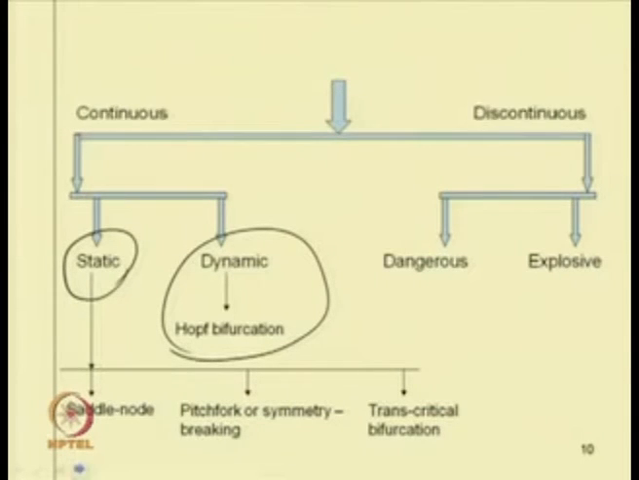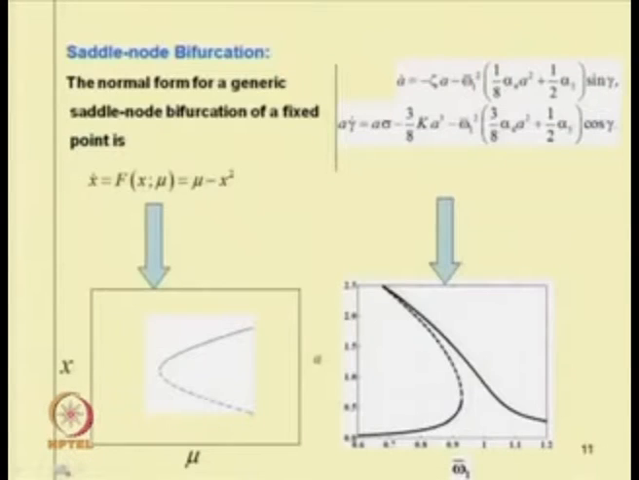Before that, let us review the saddle node, pitchfork and transcritical, which are static bifurcation points. We already know the normal form or generic form of the saddle node bifurcation point can be written as mu minus alpha x square. In the case of the saddle node bifurcation point, this is mu minus x square.